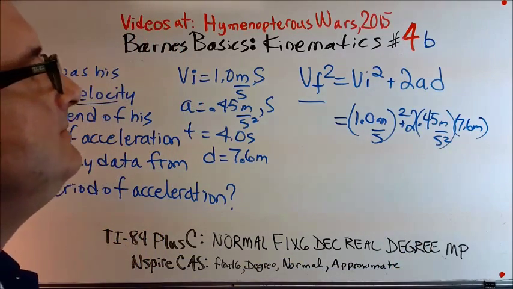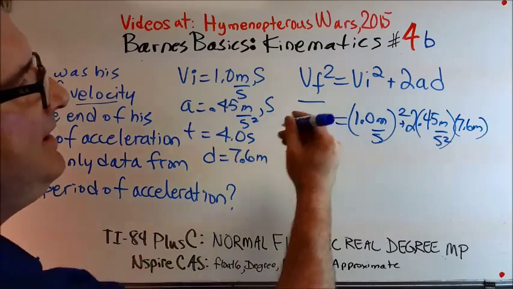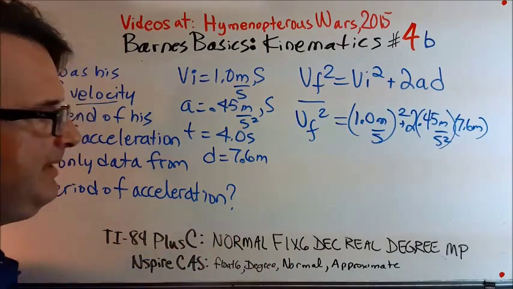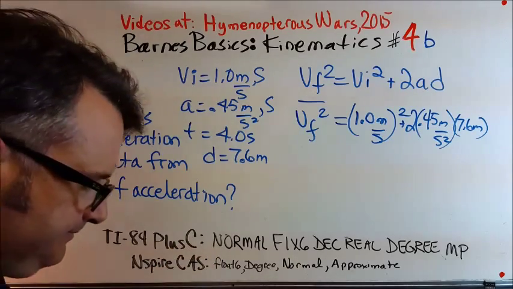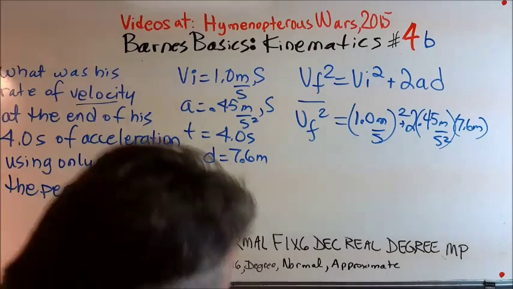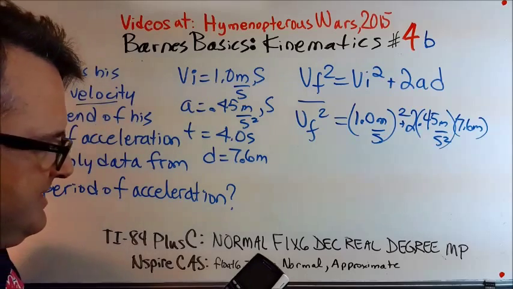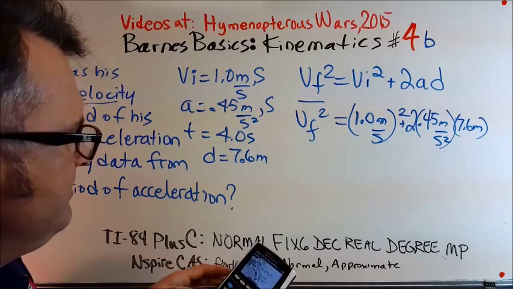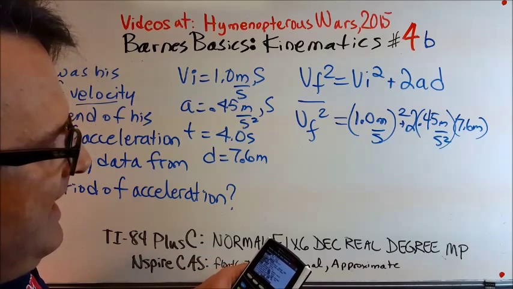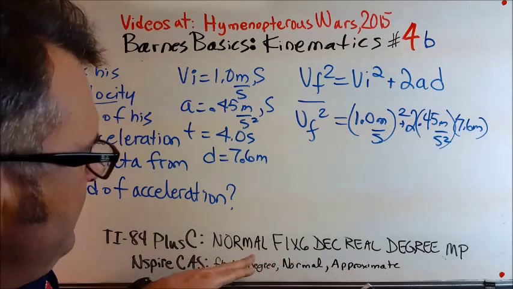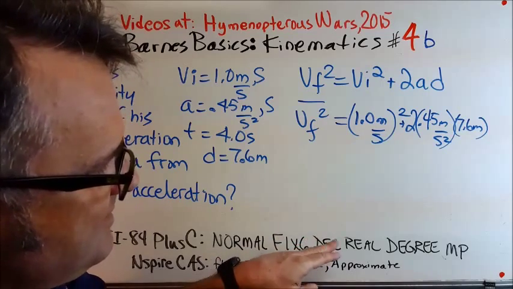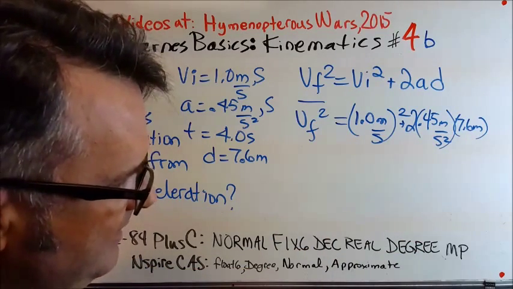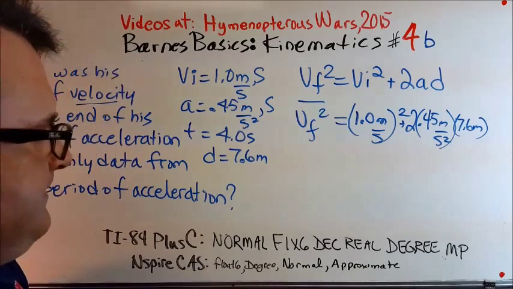Before we calculate, I want to talk to you just a little bit about these words down at the bottom. In the TI-84 Plus, if you turn it on and hit mode, you can use the nav pad to make sure that you have normal, fix 6, decimal, real, degree, and math print selected. To get out of that, you hit second and quit.